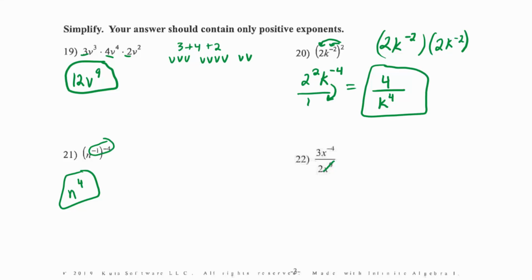Now, the 3 and the 2 here don't simplify, so we need a 3 on top and a 2 on bottom in our answer. There's nothing to cause those to move, but this x to the negative fourth actually needs to move down to the bottom to give us a positive exponent on the bottom. So this would be our best answer, 3 over 2x to the fourth.